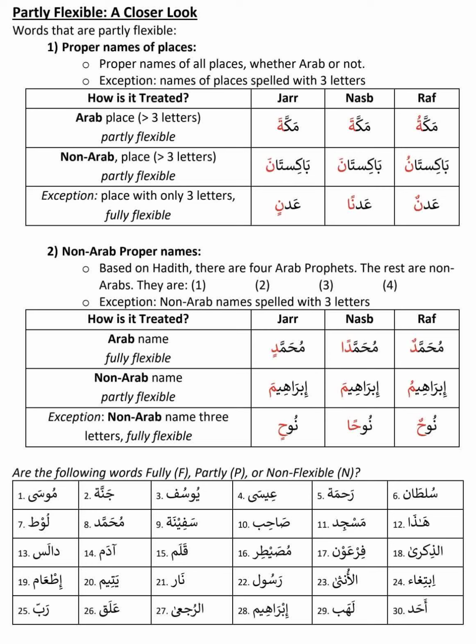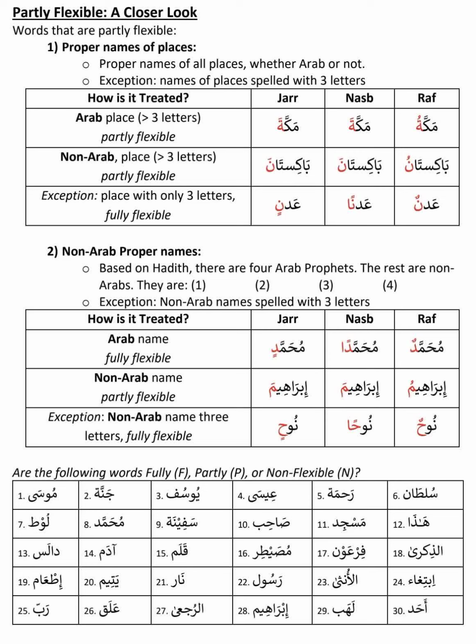Now part B, we're gonna deep dive into the partly flexible. In Arabic, there are two categories of words considered as partly flexible. Number one is proper names of places. That means if there is a name of a place, that is considered as partly flexible. So example, Makkah. Makkah is a specific name, so it is considered as a partly flexible word. Even though it is an Arabic word, since it's a place name, it is considered as partly flexible.